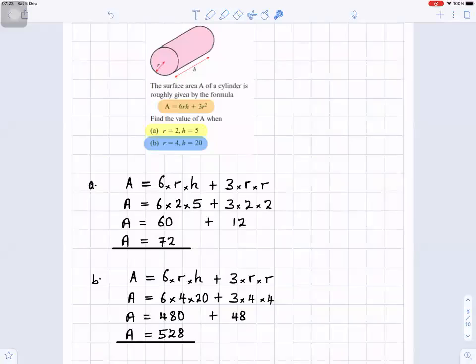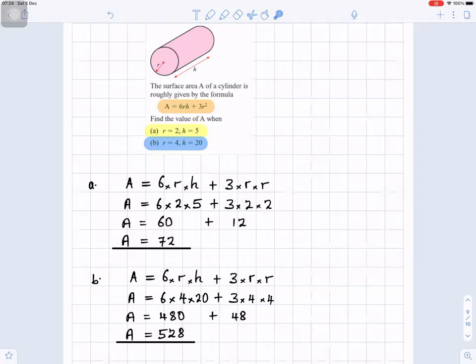The way we do this question, we write down the formula first. A equals 6 times R times H plus 3 times R times R. That means R squared. We substitute in the numbers. R is 2, H is 5. And R is 2 there. So substituting the value for 2.